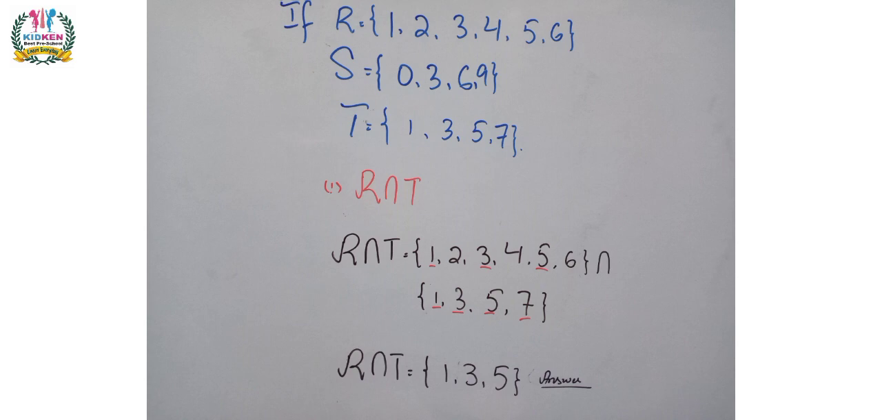So part one is R intersection T. Before I start this question, I would like to define intersection. So what is intersection? In an intersection, we write the common values that are present in both sets.